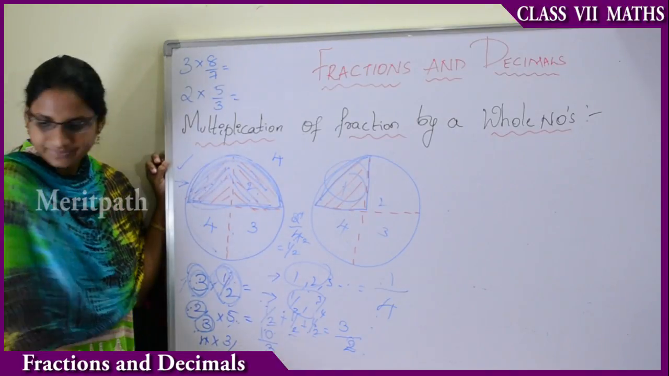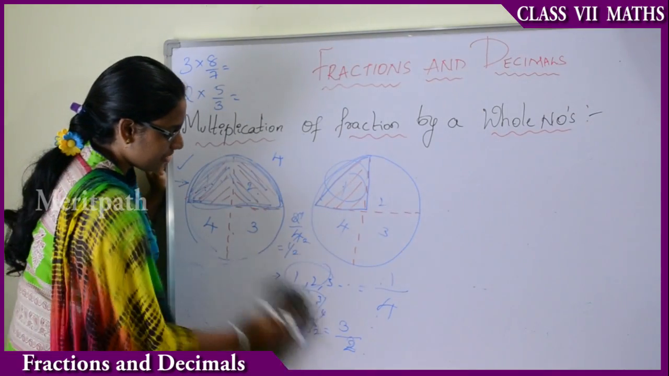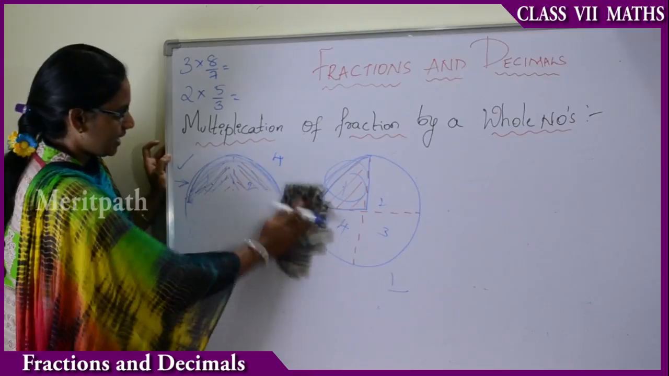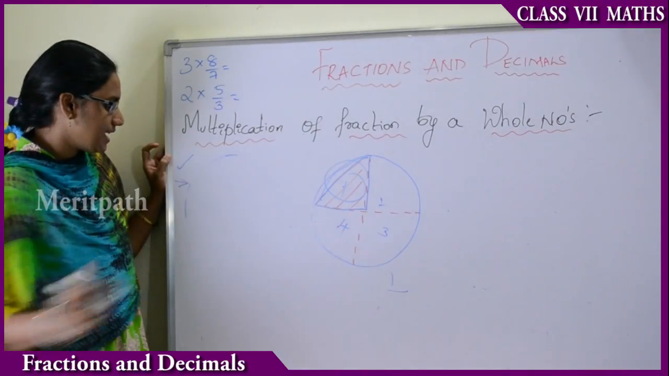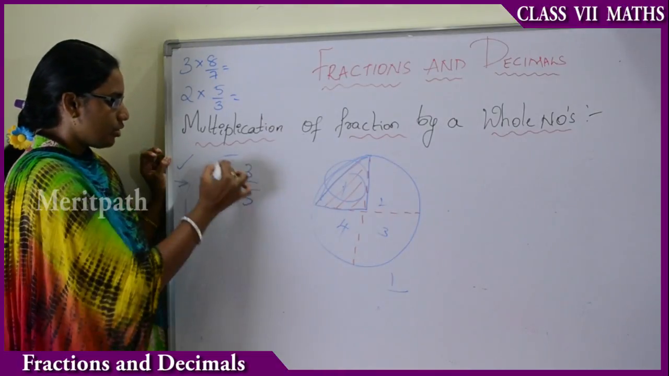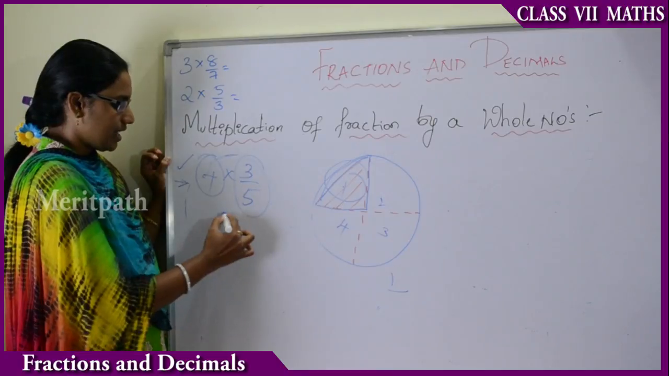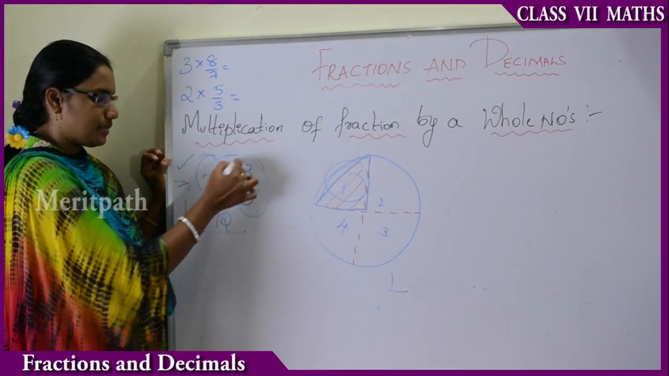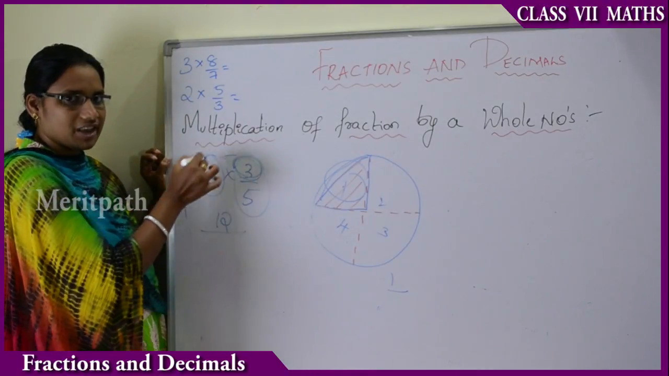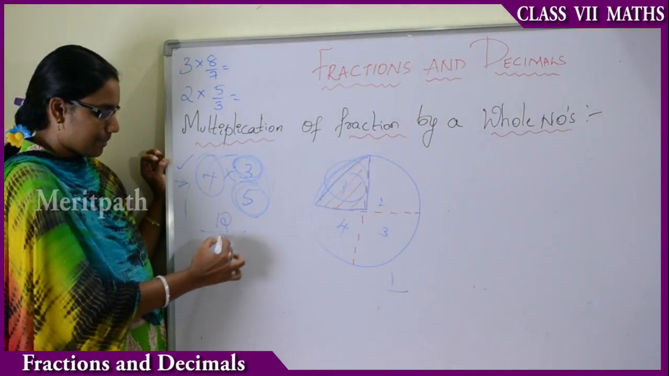Now if we multiply 4 with 3 by 5, we will be getting that. See, when we multiply 4 into 3 by 5, 4 is a whole number and 3 by 5 is a fraction. 4 3s are 12, that is 3 is the numerator. We will be multiplying the numerator of a fraction with the whole number, and we will be writing the denominator as same, that is 12 by 5, right?